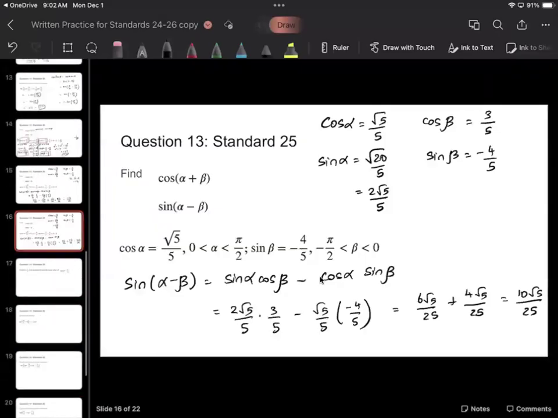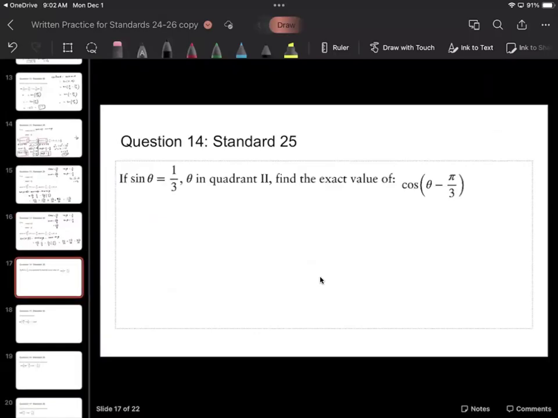Okay. Takes us to the next question. Sine theta is 1/3, theta is in quadrant 2. Find this value. Okay. So we are going to use the difference formula for cosine. And the difference formula is nothing but cosine A cosine B plus sine A sine B. In the second quadrant, cosine is negative, right? So, second quadrant cosine is negative.